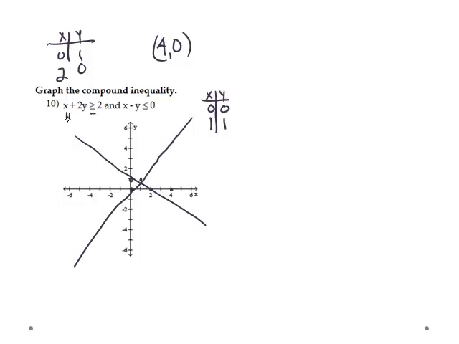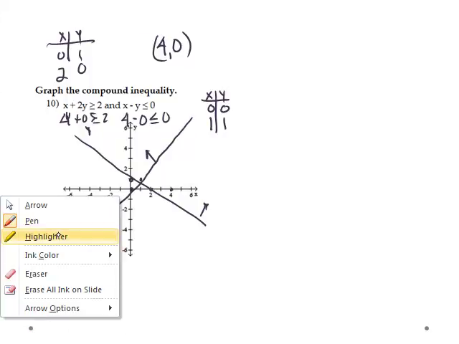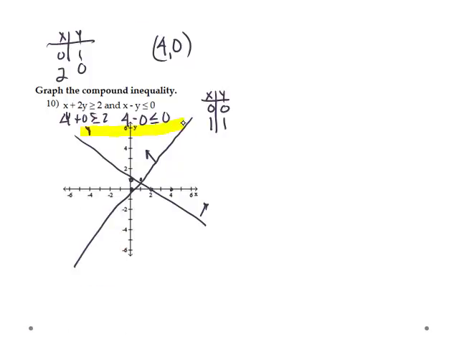Okay, 4 plus 0, is that greater than 2? Yes. 4 minus 0, is that less than 0? No. So 4, 0 is not in the right area. It's on the correct side of the first line, but the wrong side of the second line. So we should be shading in this section up here. There we go. Next one.